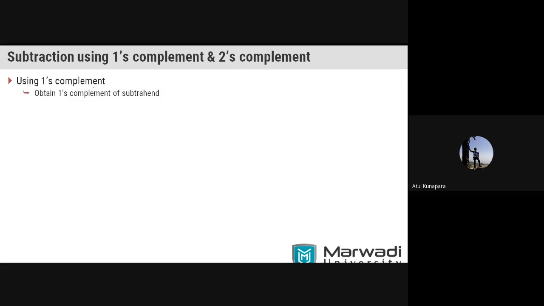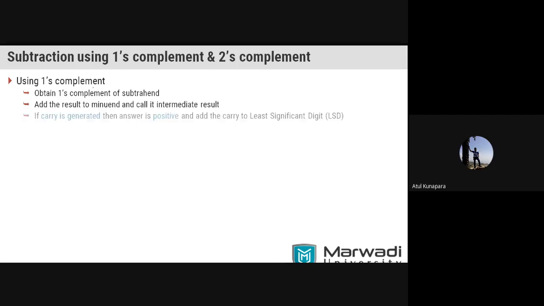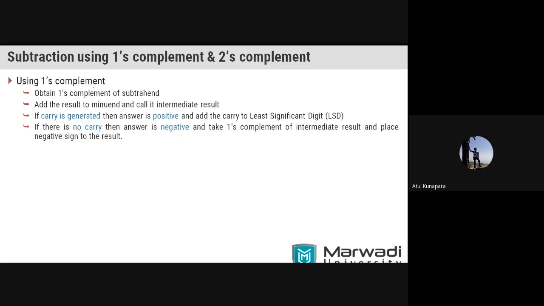It is in exactly the same manner as what we have done for the 9s complement. You will be required to obtain the 1s complement of the number which is to be subtracted. That number will be added, and after addition if you get a carry, then the answer is positive and the correct answer. And if you are not getting the carry, then your answer is negative, and you are required to get the 1s complement of your answer.